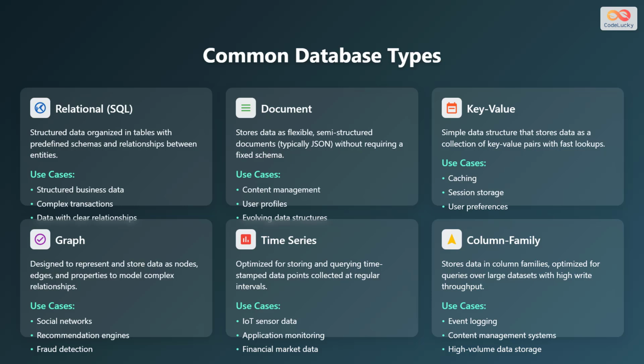We also have graph databases, designed to represent and store data as nodes, edges, and properties to model complex relationships. These are useful for social networks, recommendation engines, and fraud detection. Time series databases are optimized for storing and querying time-stamped data points collected at regular intervals. These are useful for Internet of Things sensor data, application monitoring, and financial market data. Finally, we have column family databases, which store data in column families, optimized for queries over large data sets with high write throughput. These are used for event logging, content management systems, and high-volume data storage.